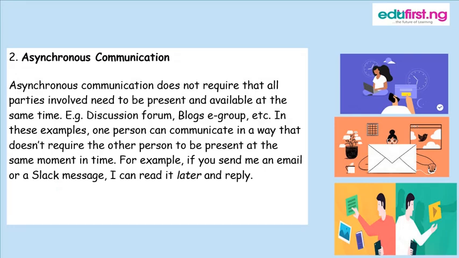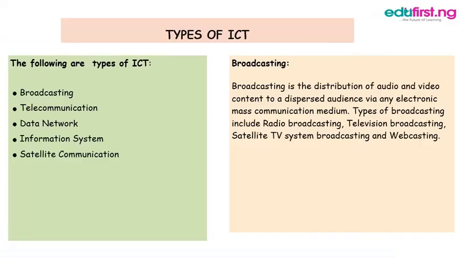Asynchronous communication does not require that all parties involved need to be present and available at the same time, e.g. discussion forum, blogs, e-group, etc. In these examples, one person can communicate in a way that doesn't require the other person to be present at the same time. For example, if you send me an email, I do not need to be there to receive it because the mail will go straight into my email box. So anytime I'm available, I'll check it. So that is asynchronous communication. Hope you understand. Now let's go straight to the types of ICT.